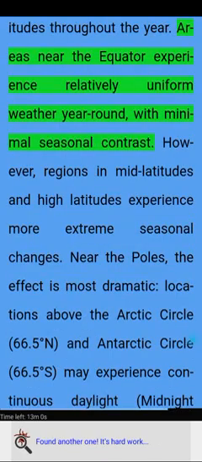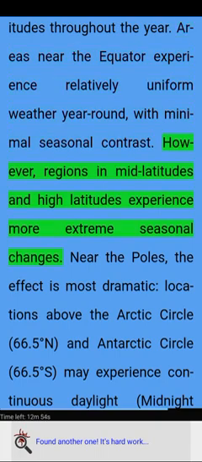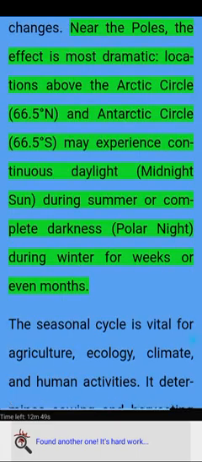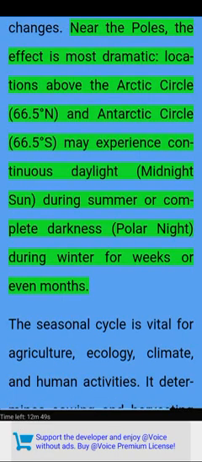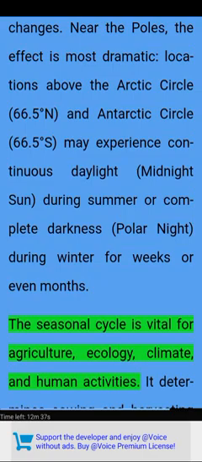Areas near the equator experience relatively uniform weather year-round, with minimal seasonal contrast. However, regions in mid-latitudes and high latitudes experience more extreme seasonal changes. Near the poles, the effect is most dramatic. Locations above the Arctic Circle, 66.5 degrees north, and Antarctic Circle, 66.5 degrees south, may experience continuous daylight, the midnight sun, during summer or complete darkness, the polar night, during winter for weeks or even months. The seasonal cycle is vital for agriculture, ecology, climate, and human activities.